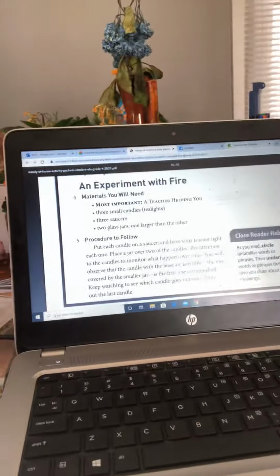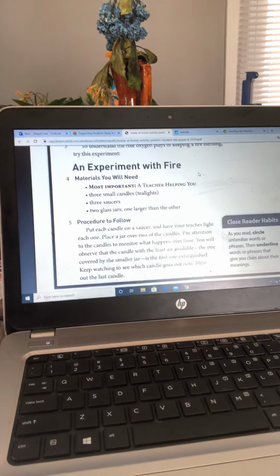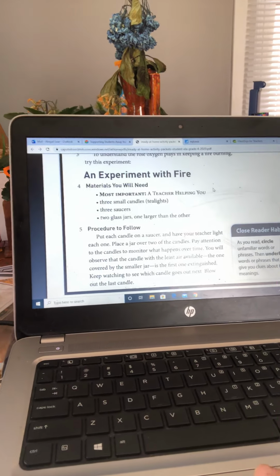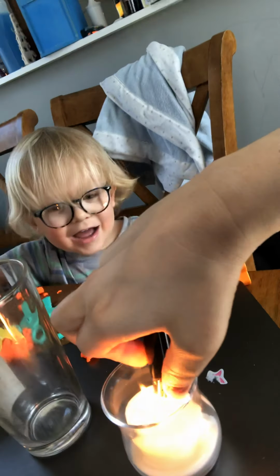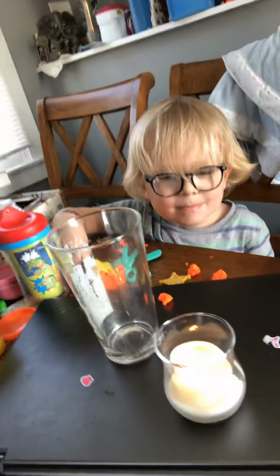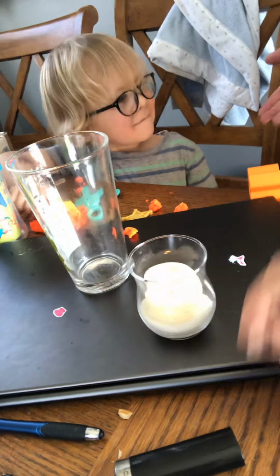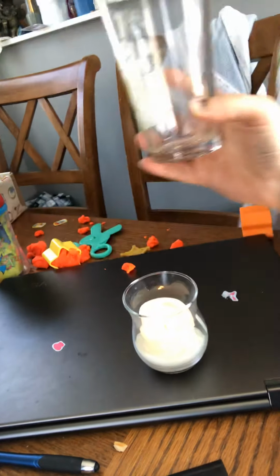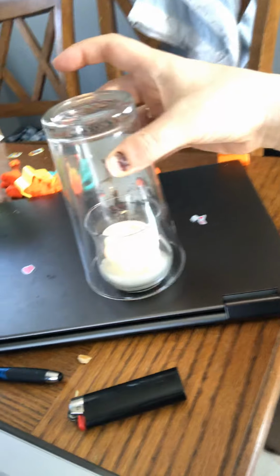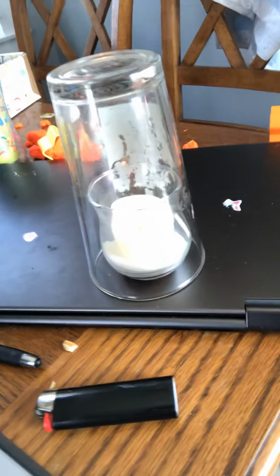Okay, so I'm gonna do the experiment a little bit for you. So we've got a candle. The fuel is the wick, and it needs oxygen. So I'm gonna cover this up. Can you see this good? I'm gonna cover this up and then you can watch what happens to the fire.